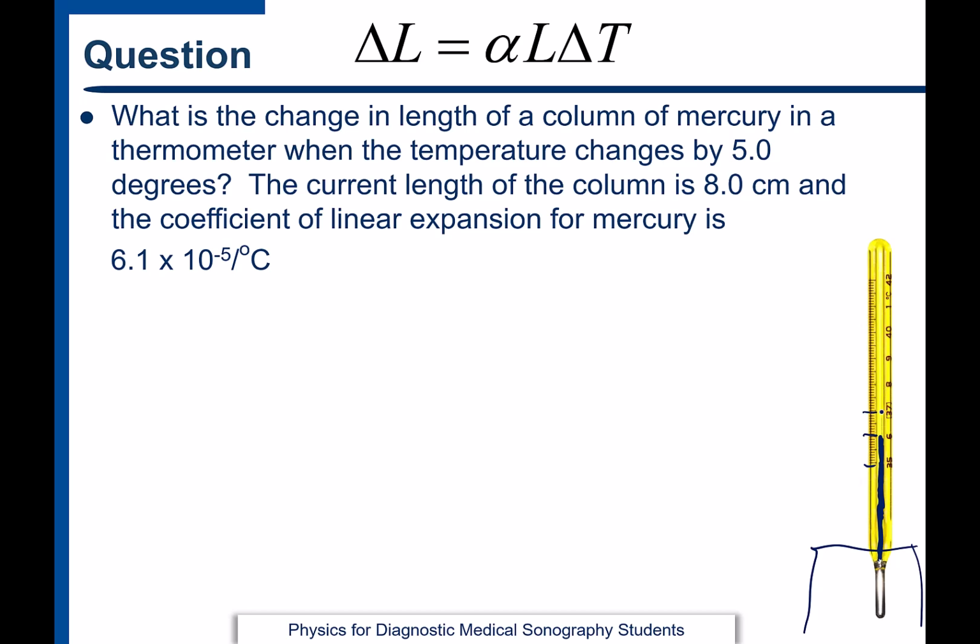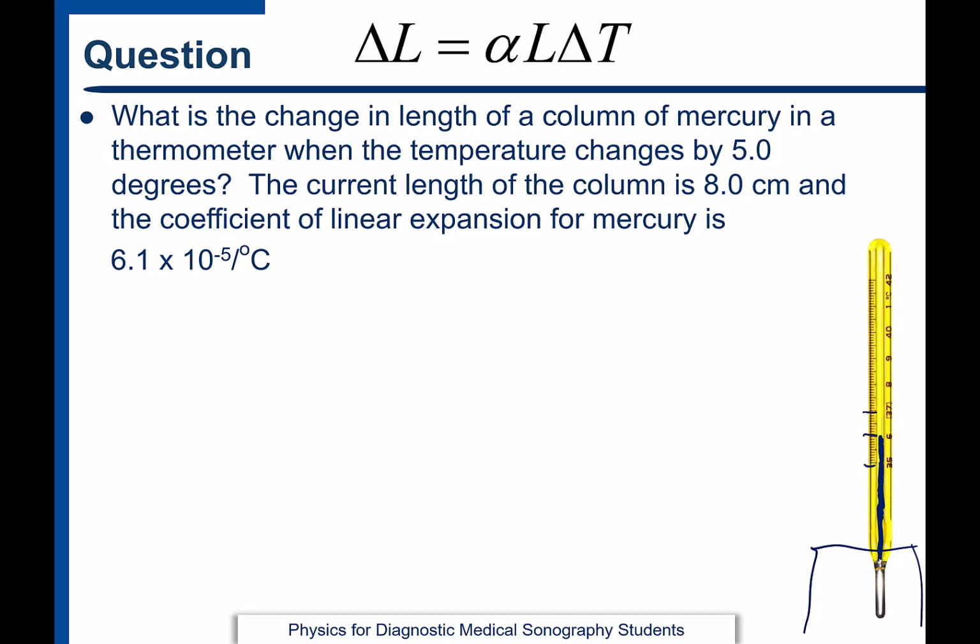What is the change in length of a column of mercury in a thermometer when the temperature changes by 5 degrees? The current length of the column is 8 centimeters, and the coefficient of linear expansion for mercury is 6.1 times 10 to the negative fifth per degree Celsius. So again, that's how you'll see that unit written, as 1 over or per degree Celsius. Let's just identify what we have here.